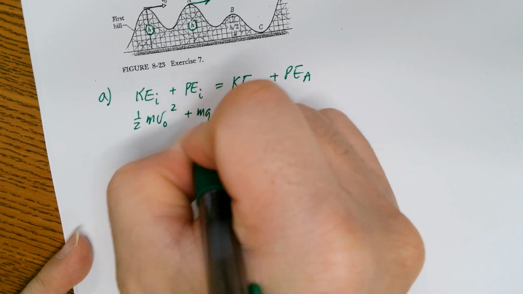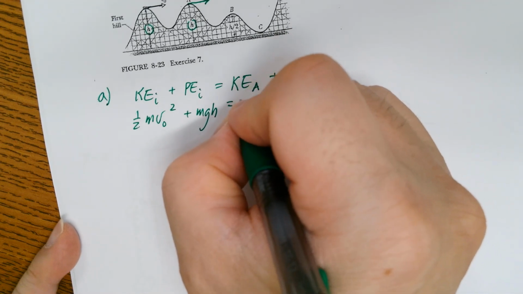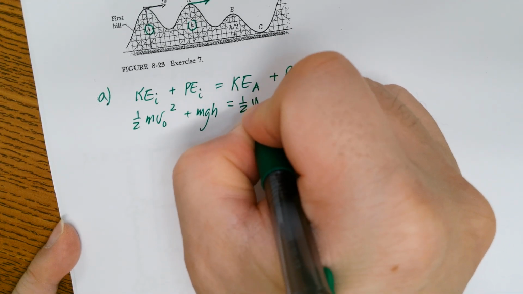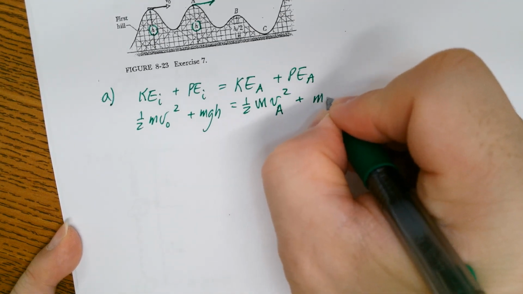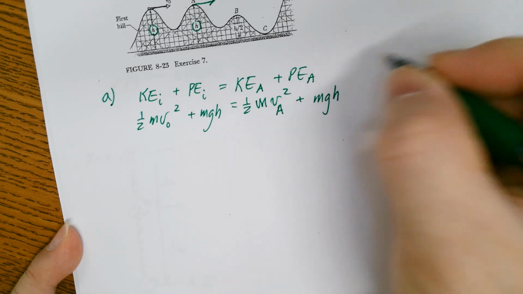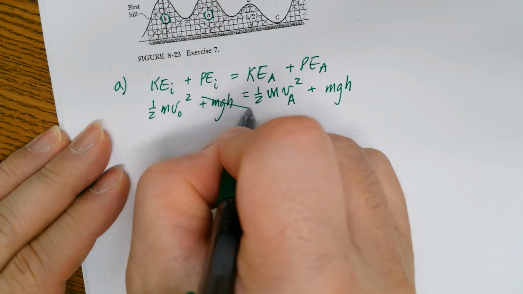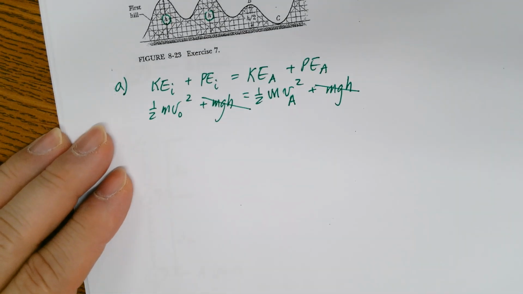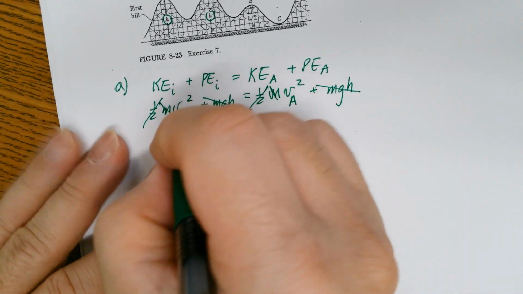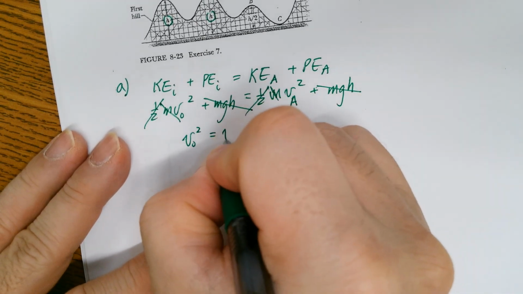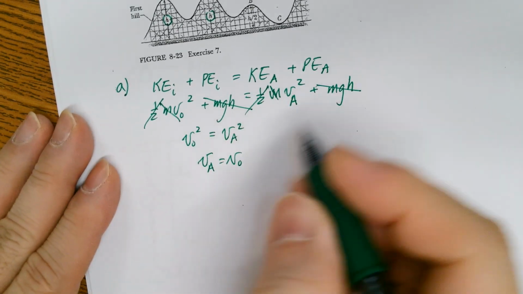Okay, so here we have 1/2 m v naught squared plus mgh, that is equal to 1/2 m v at A squared plus mgh. So as you can see, you could cancel that out. You could cancel out the 1/2 as well as the mass. So v naught squared is equal to VA squared. So my VA is equal to just v naught.